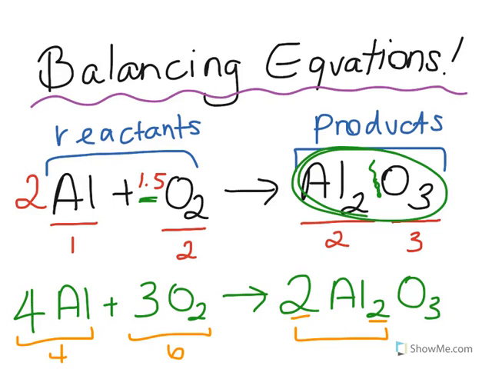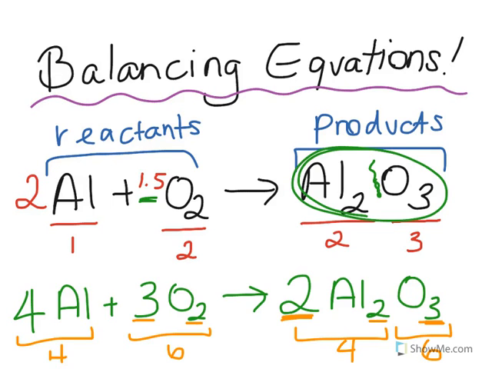I'm just going to put a 4 here, that way we can have a look, make it nice and visual. So I have 3 times 2 gives me 6. And on this side, I have 2 times 3 gives me 6. So I have the same number of aluminiums on my reactant side as I do on my product side, same amount of oxygens on my reactants and product side. So there we go, our equation's balanced.